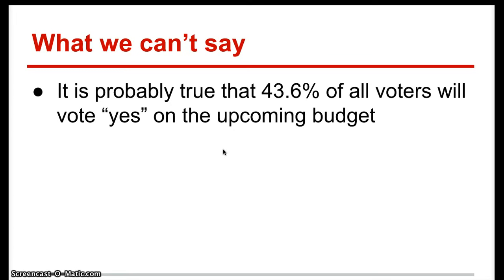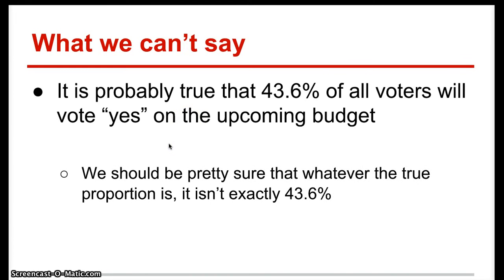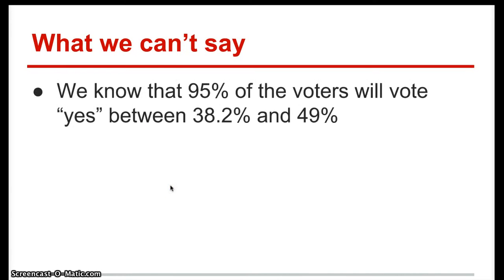Another thing we can't say is that it is probably true that 43.6% of all voters will vote yes on the upcoming budget. Again, pretty sure we're not going to get that exact percent again. It may be near that, but it's not going to be that exact percent. So we can't say that we're going to get that on the upcoming budget. We also can't say that 95% of the voters will vote yes between there. We think it's somewhere in there, but we're not exactly sure.